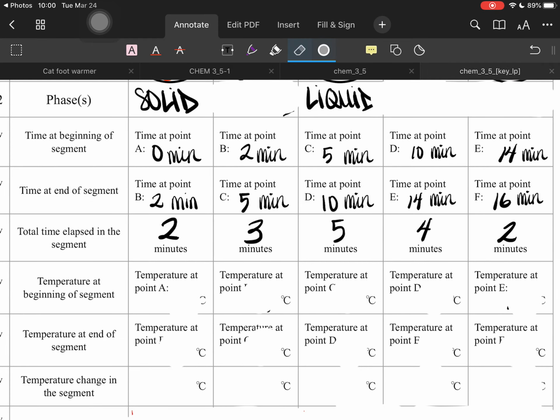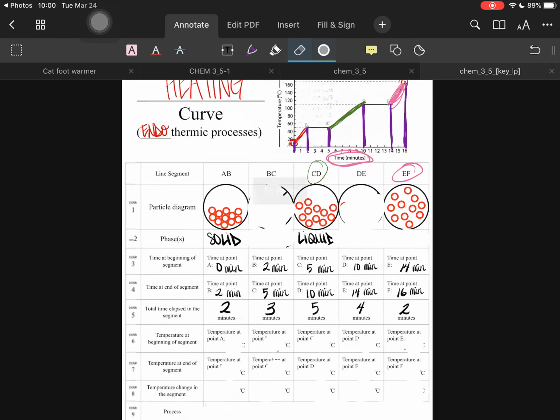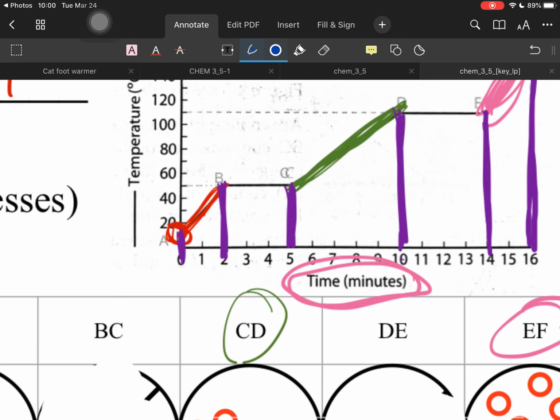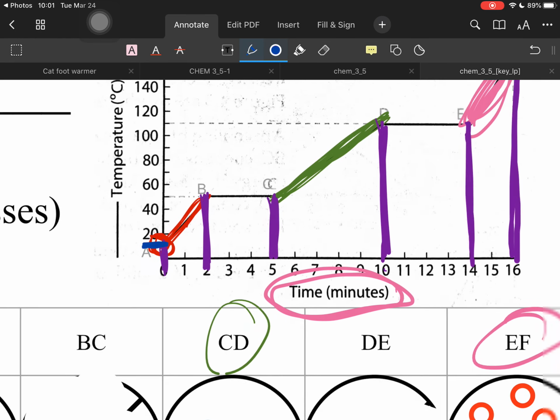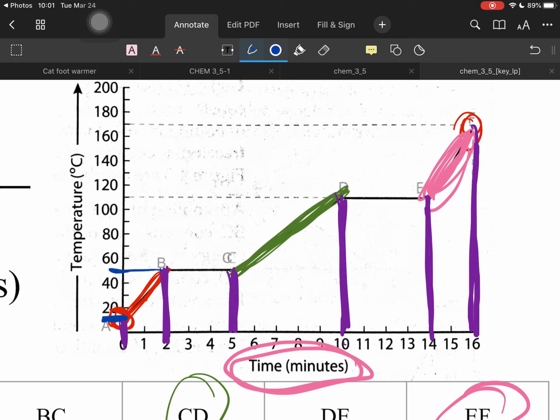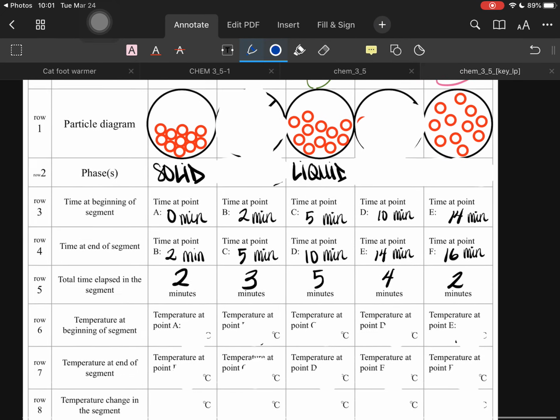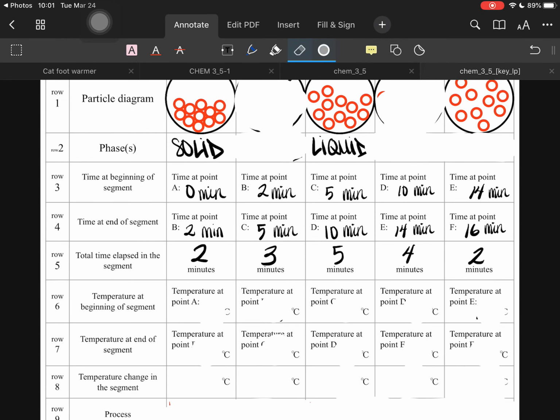Okay, temperature at the beginning of the segment. So we're basically going to do the same thing, except we're looking at the other axis. So I have A over here is going to be about 10 degrees. B is going to be about 50. C is also 50, and the fact that it's also 50 is very important. D here is going to be 110. E also. And F, we're going to follow it over, is 170, right between 180 and 160. So we're going to fill those in also.